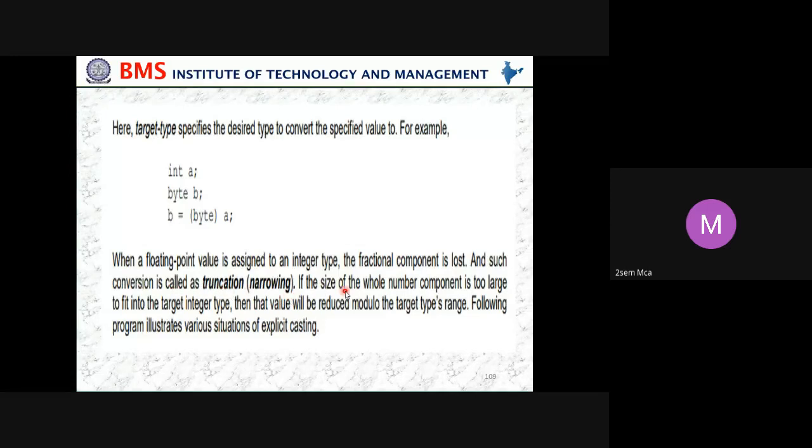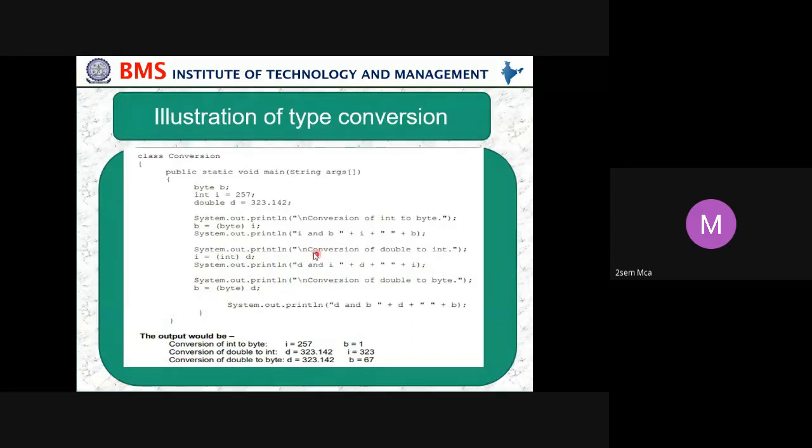If the size of the whole number component is too large to fit into the target integer type, then that value will be reduced modulo the target type's range. For example, the following program will illustrate the type conversion. We have declared b as byte, i as integer, and d as double. In i we are storing 257, and in d we are storing 323.142, and converting that to a byte.